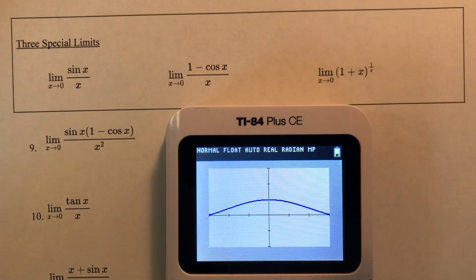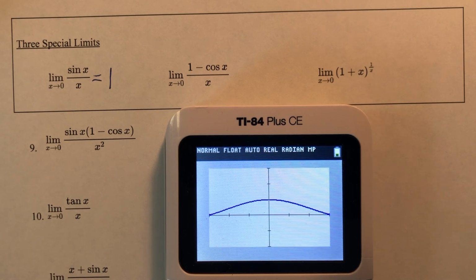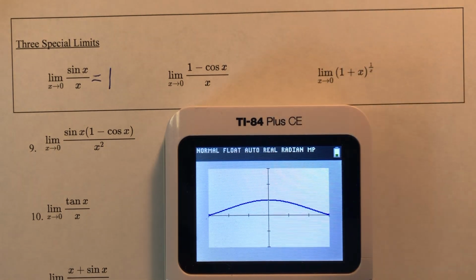It's not a proof by any means, but I'm just using this to demonstrate that this is equal to, well, 1. You need to memorize that. You need to know that. That's why it's in a little box. Okay, the limit as x approaches 0 of 1 minus cosine x over x.